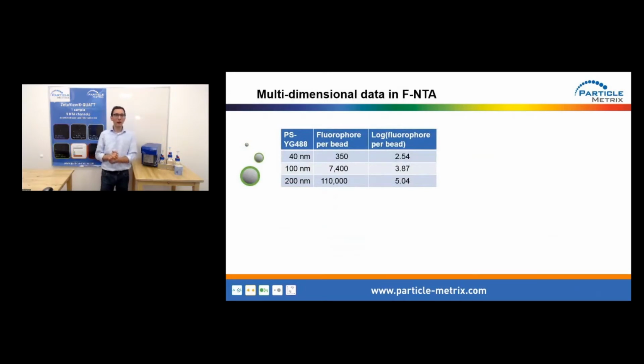Shifting gears a little bit, going into multidimensional data and what you can do with that. By multidimensional data, what I mean is actually the physical properties.